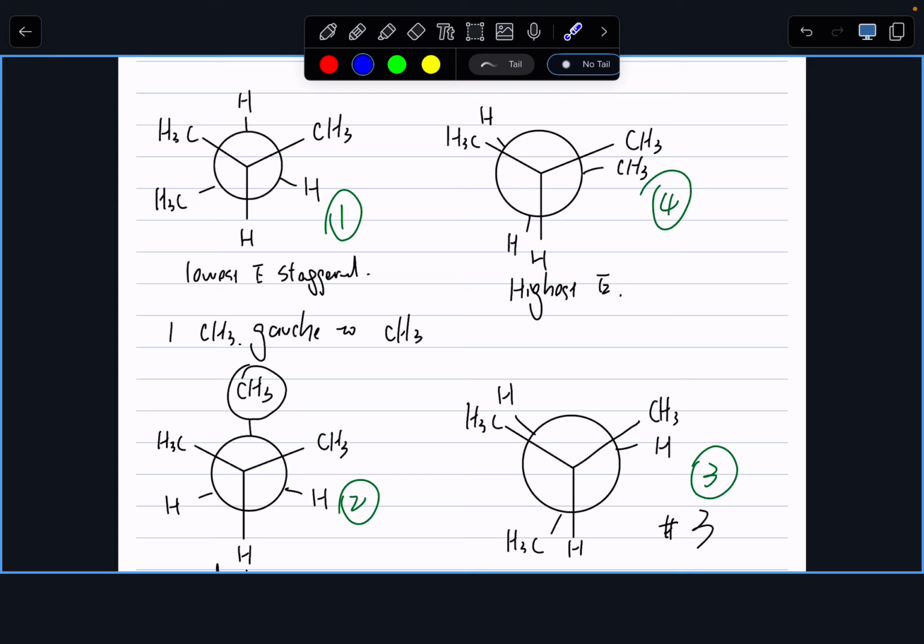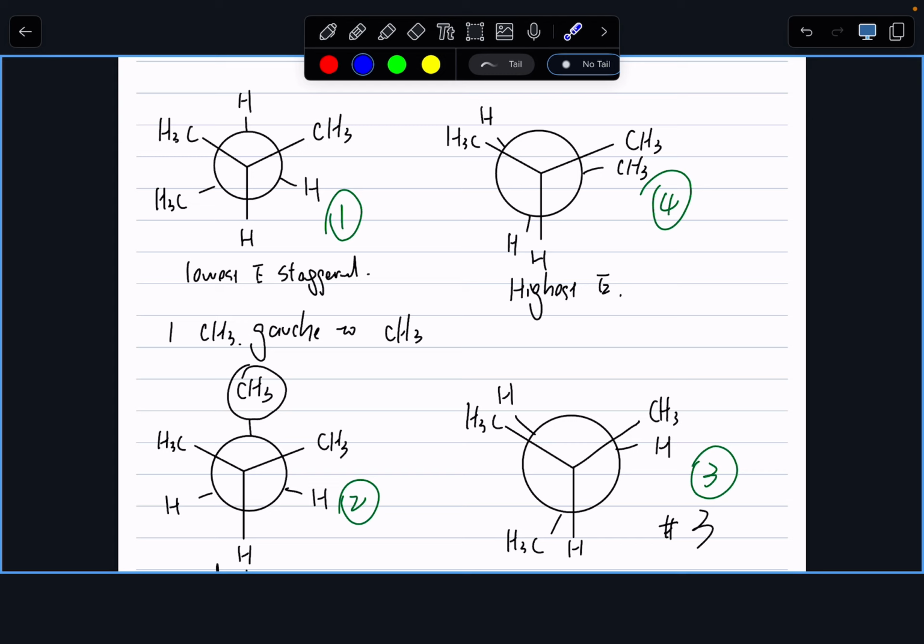Okay, so for this part, my expectation of you is to know how to draw the Newman projections from the wedge-dash configuration, and also vice versa. If I give you a Newman projection, can you draw it back into the wedge-dash configuration?